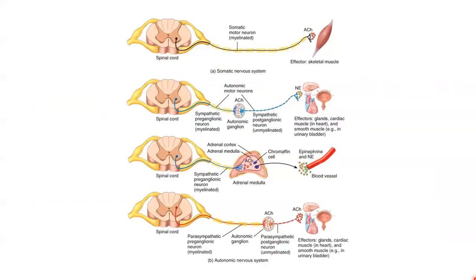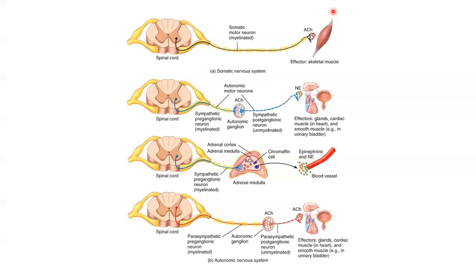Now, aside from those functional differences, there are also structural differences that differentiate the somatic and the autonomic nervous systems. In the somatic nervous system, which we see up the top there, a single motor neuron extends from the brainstem or the spinal cord to innervate our skeletal muscle. So it's one long neuron coming out of our brainstem or spinal cord that reaches all the way out to our effector.